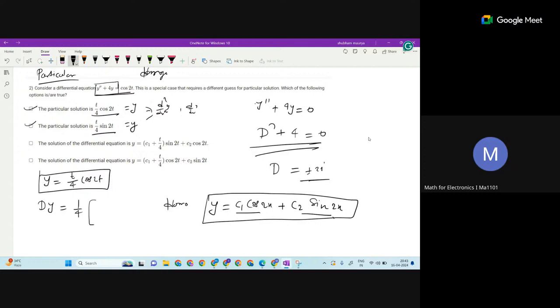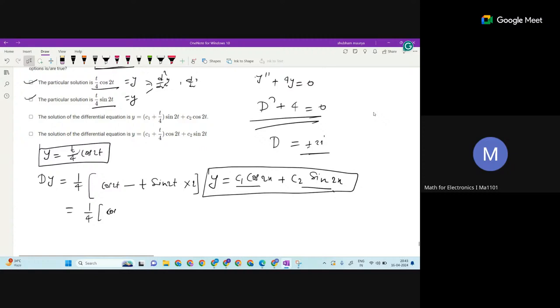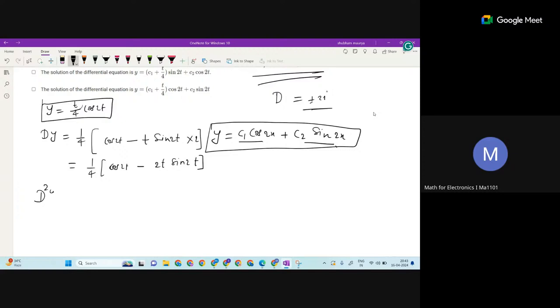So the derivative of this is going to be what? 1 by 4 is going to be out. So cos 2t, the derivative of the first t, and then the second one, t, the derivative of cos is going to be minus sine. Here it is going to be minus 2t, and finally 2 will be out. So the first derivative is going to be 1 by 4 [cos 2t minus 2t sin 2t]. And then the second order derivative, d squared y by dx squared.